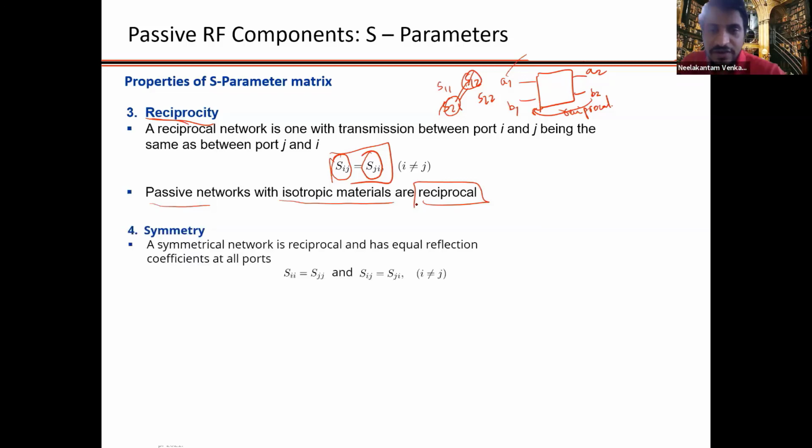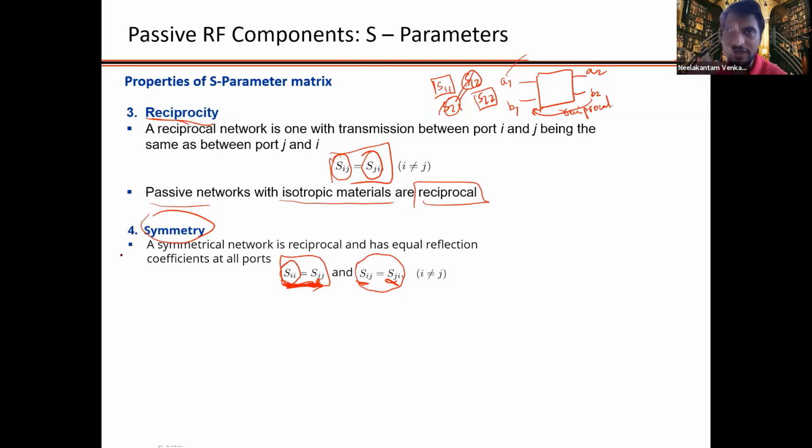Then comes a symmetric network. When this guy and this guy are the same, when Sii is equal to Sjj, and when Sij is equal to Sji, so this alone is a reciprocal network. But if this additional condition is true, then it becomes a symmetric network.